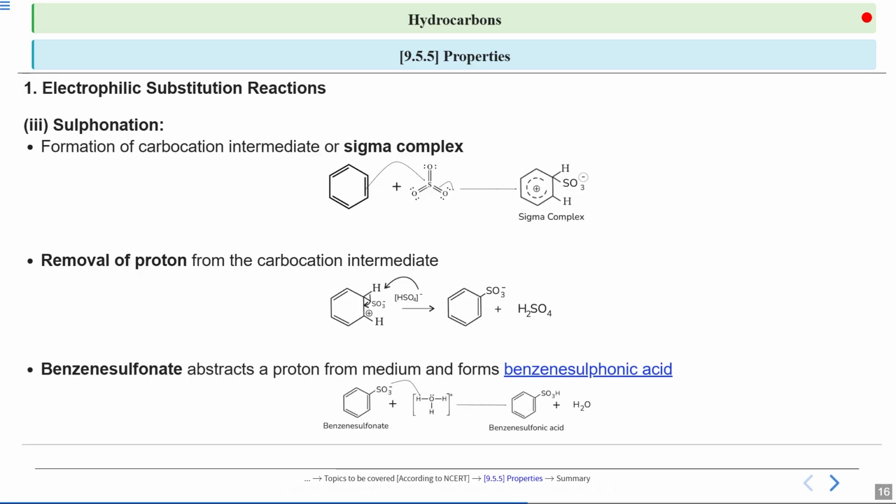Now, if you see here, this has a negative charge on it, SO3-. This negative charge is satisfied by the H3O+. So basically it is not forming benzene sulfonic acid yet, it is only forming benzene sulfonate. In the last step, it forms benzene sulfonic acid, where the benzene sulfonate takes an H+ from the H3O+, creating a neutral species and water.